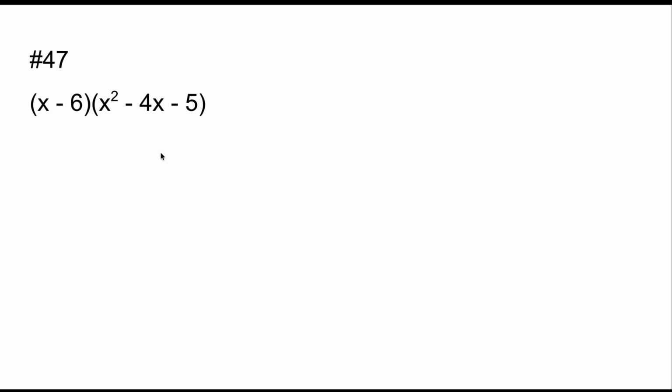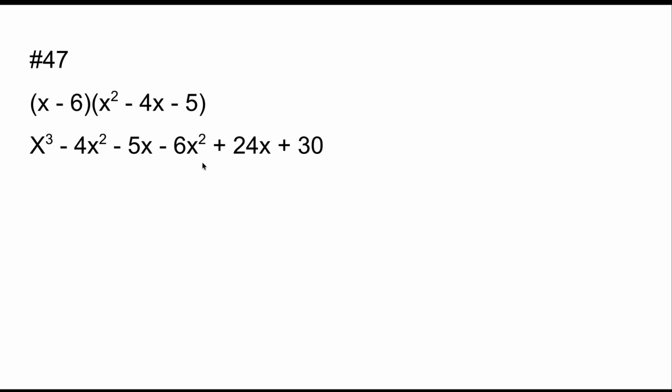47. Let's do it again. X minus 6 times x squared minus 4x minus 5. X times x squared, x cubed. X times negative 4x, negative 4x squared. X times negative 5, negative 5x. Okay, negative 6 now. Negative 6 times x squared, negative 6x squared. Negative 6 times negative 4x is positive 24x. Negative 6 times negative 5 is positive 30.